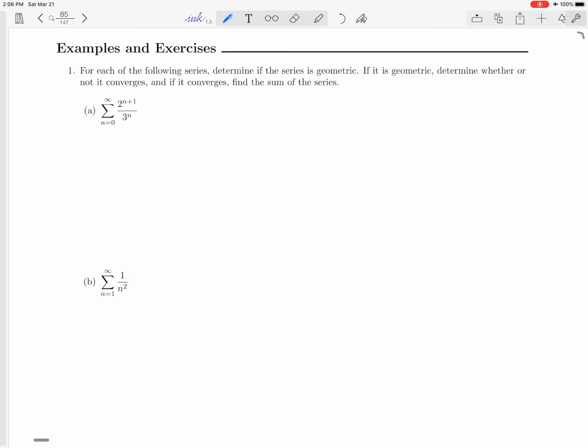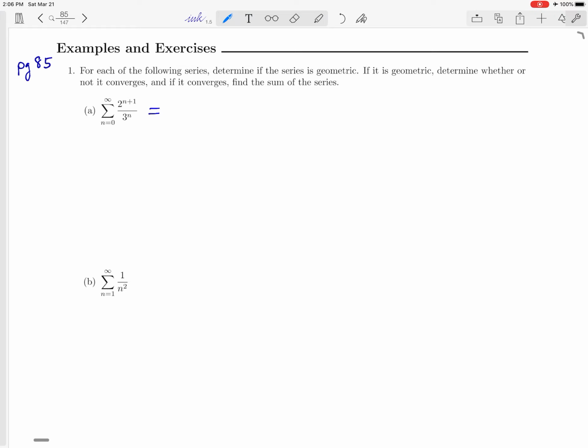Let's have a look at part A and B in exercise 1 on page 85. So this is page 85. Here we are going to look at two infinite series, and we want to know, are they geometric or not? And if they are geometric, are they going to converge or not? So two questions really to answer.